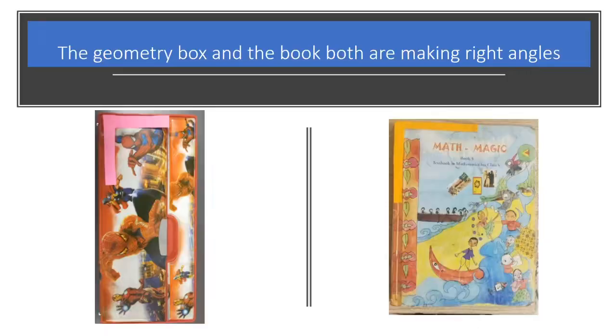Thank you. So here you can see children, the geometry box and the book both are making right angles. Here this geometry box is making a right angle, that is 90 degrees, and here your maths magic book is also making a right angle, that is 90 degrees. Okay, moving to the next page.